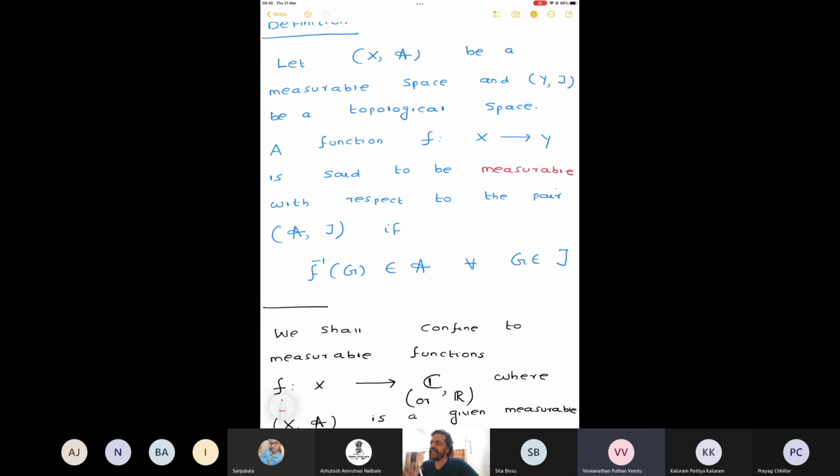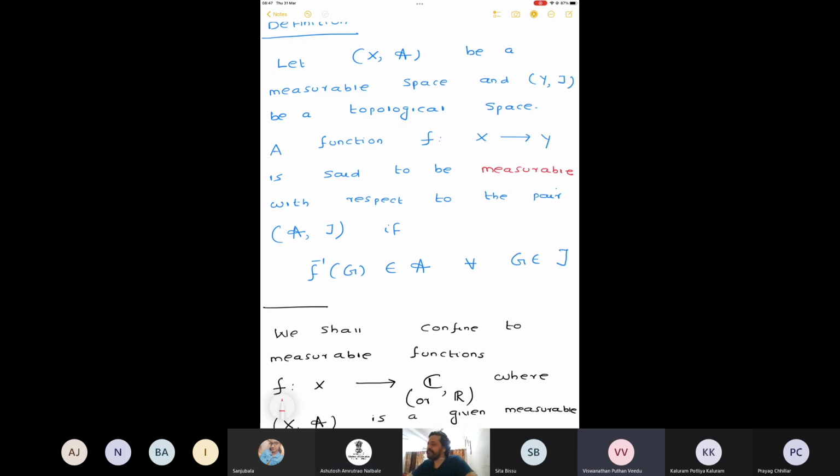Now I am making a slightly different definition, but it will coincide with the definition that we made. The definition that we made for a measurable function f from R to R was different. Can somebody recall what was the definition we made for a measurable function from R to R? When will you call a function from R to R measurable? Inverse image measurable.